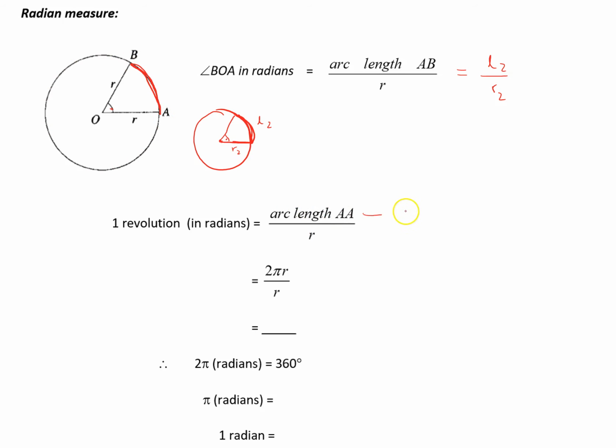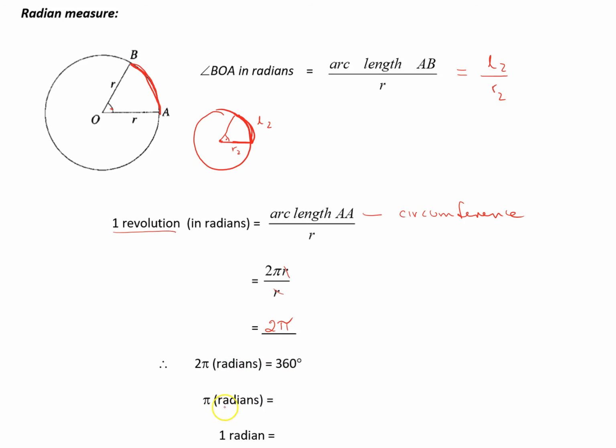However, we know that as the circumference, and the length of the circumference is 2 pi r, we have this ratio 2 pi r over r, which simplifies to simply 2 pi. Cancel the r's. So we've got that 1 revolution, which we would normally call 360 degrees, is exactly the same as 2 pi radians. This gives us our connection between degrees and radians.